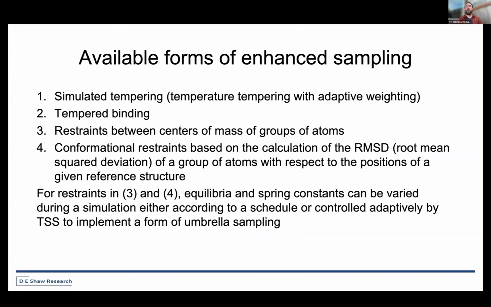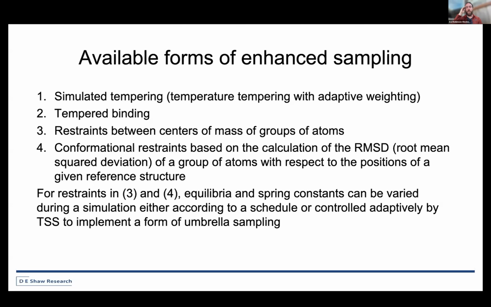So, okay, I've talked a little bit about simulated tempering, which is the temperature tempering, where it's also figuring out the free energies on the fly, so you don't have to supply them. That's the adaptive weighting that we're talking about here. There's tempered binding. We also support applying restraints between centers of mass and groups of atoms. So if you wanted to, for instance, have a ligand pulled in and out of a pocket, you can set up a tempering schedule where the distance between the pocket atoms and the ligand is something that you control with TSS. And that could let you figure out things like the free energy of binding.